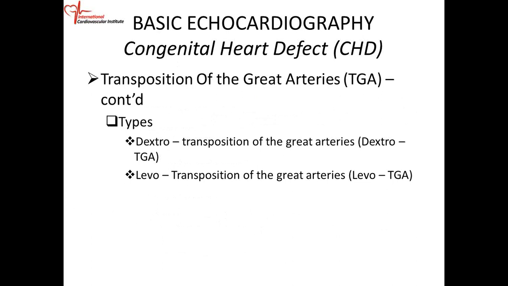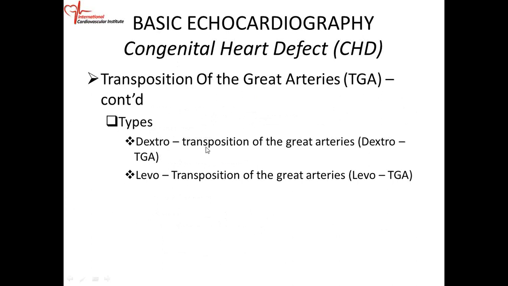So there are basically two types of TGA. So try and look at it very simply. If you have a confusing understanding, you'll never get it. So there are two types of TGA, transposition of the great arteries. There's the D transposition and the L transposition. With the D transposition, you have transposition of the great arteries.